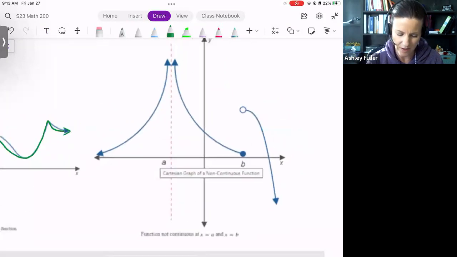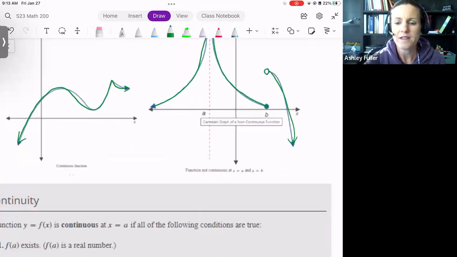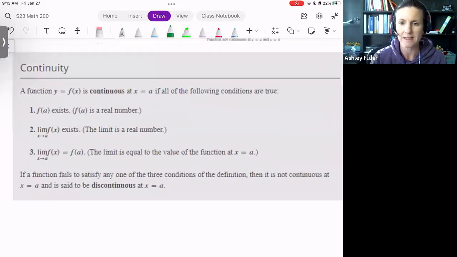However, looking at the second graph, when I get to point A, I have to pick up my pencil to move across, and likewise, when I get to point B, I have to pick up my pencil again. So it's discontinuous at both A and B. While this is an intuitive definition, a more formal definition follows using limits.